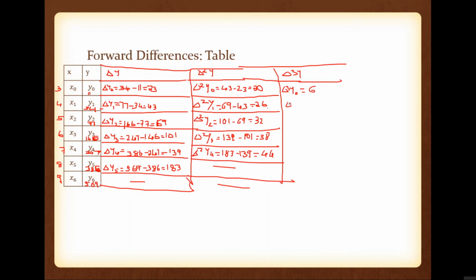Then the next one is delta cube y1. That is equal to 32 minus 26, that is 6. Next one is delta cube y2. That is equal to 38 minus 32, that is 6. Then the next one is delta cube y3. That is equal to 44 minus 38, that is 6. Then the last three datas are not available. We are unable to find them.